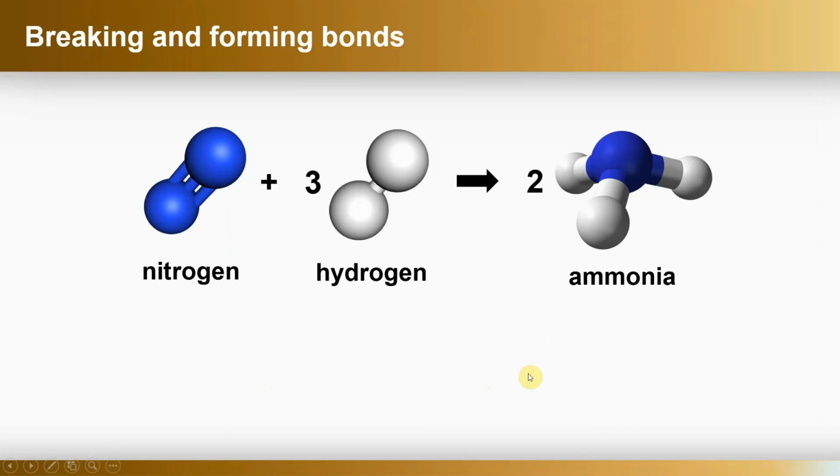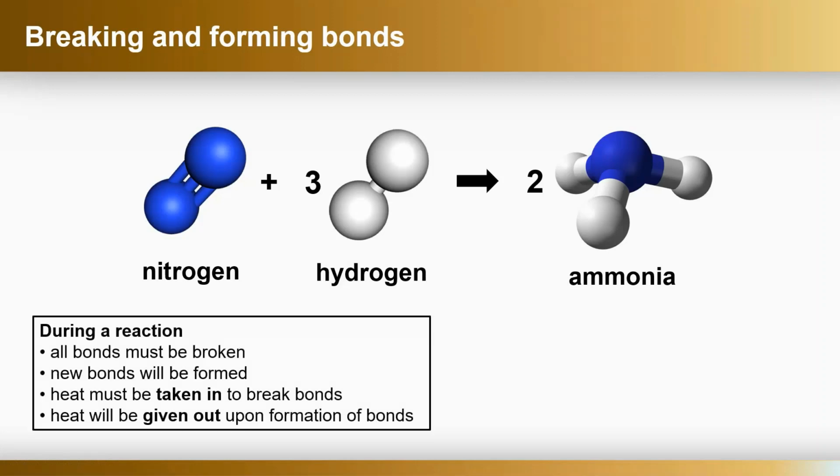Now let's look in detail at what happens during a chemical reaction that releases or absorbs heat. We will use this example, the Haber process, the manufacturing of ammonia. During a chemical reaction, the first thing is all bonds must be broken down. As we can see, nitrogen has a triple bond here, hydrogen has a single bond. So during a chemical reaction, all these bonds must be broken down. And after the bonds are broken down, new bonds will be formed.